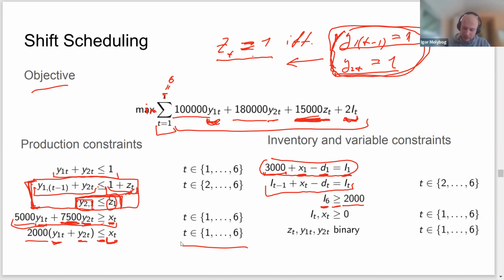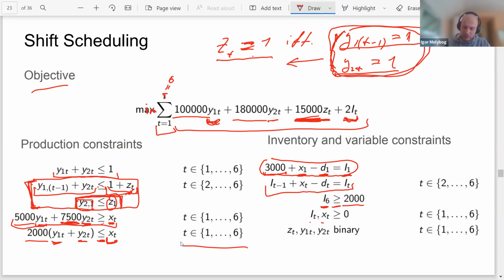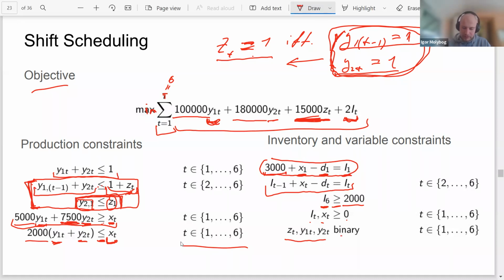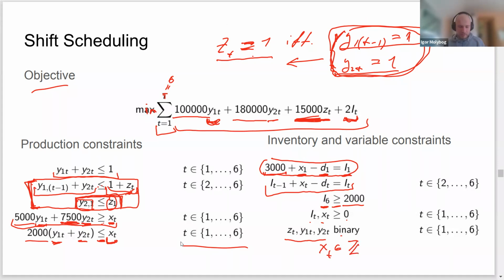Then we are saying that our inventory and the amount of production must be greater than or equal to 0, and we are reminding ourselves that our variables zt, y1t, y2t are binary. And also what I'm missing here is saying that xt is actually an integer number. This would conclude the formulation for this problem. Are there any questions here?